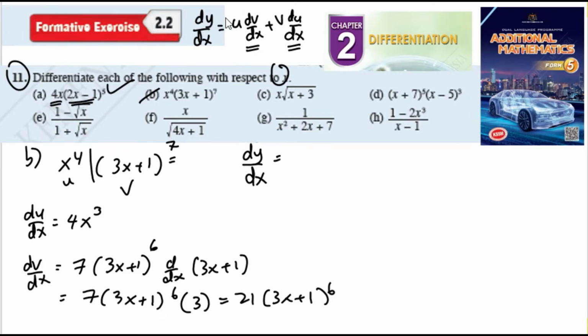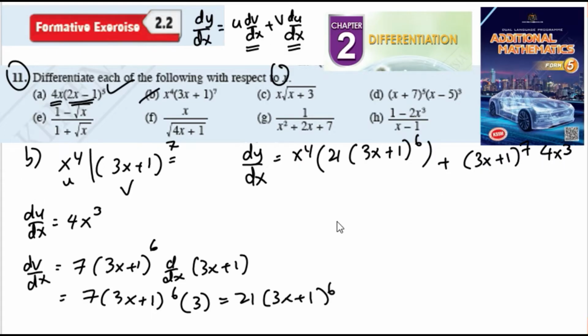So it's equal to, u is x to the power of 4, times dv over dx, where dv over dx is this one, 21(3x plus 1) to the power of 6, plus v. Where is v? v is equal to (3x plus 1) to the power of 7, du over dx is equal to 4x cubed. So which is equal to 21 x to the power of 4 (3x plus 1) to the power of 6, plus 4x cubed (3x plus 1) to the power of 7.